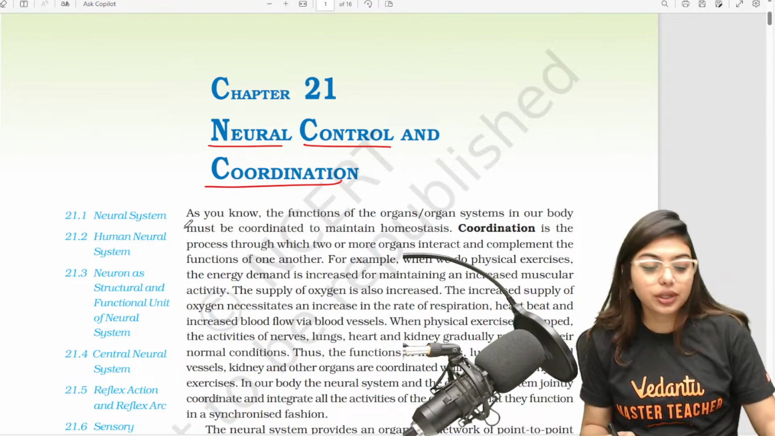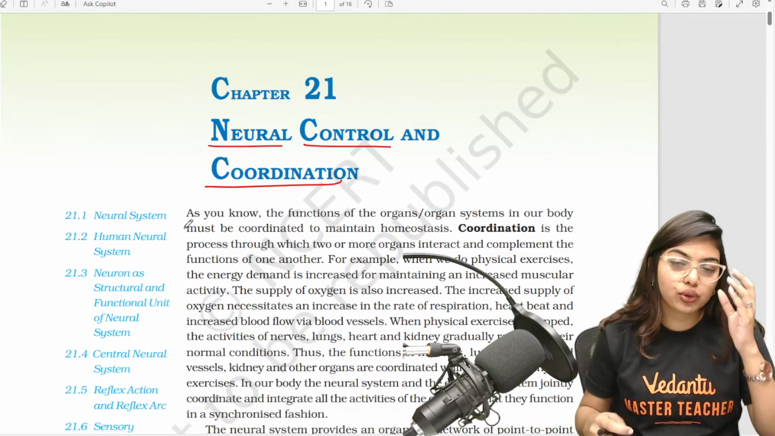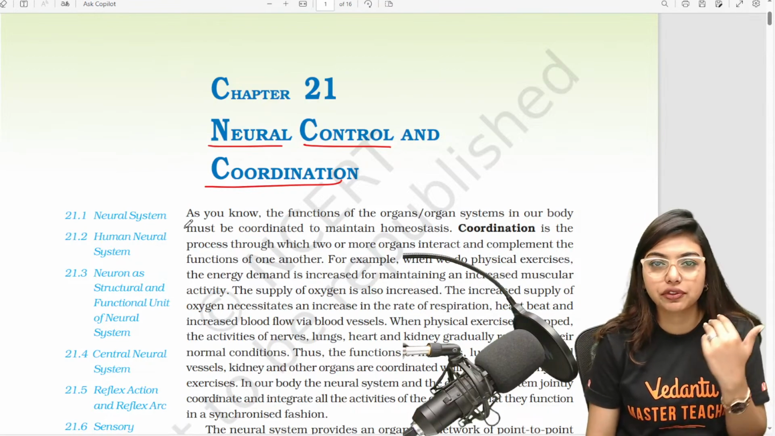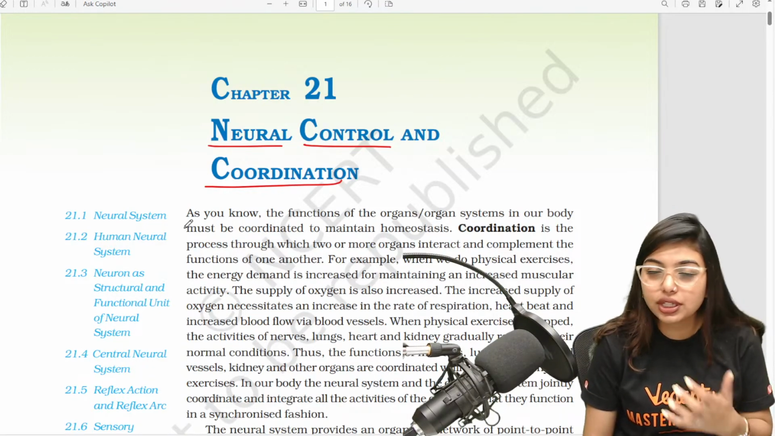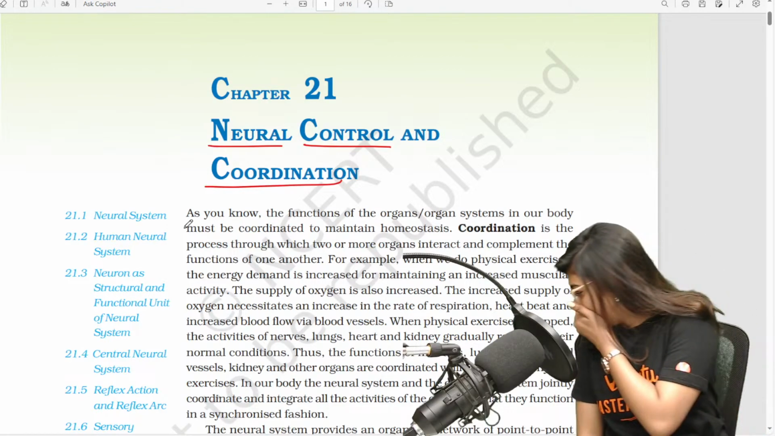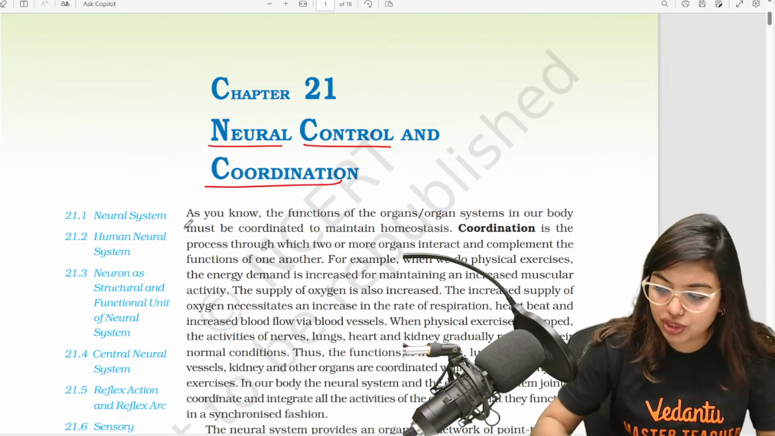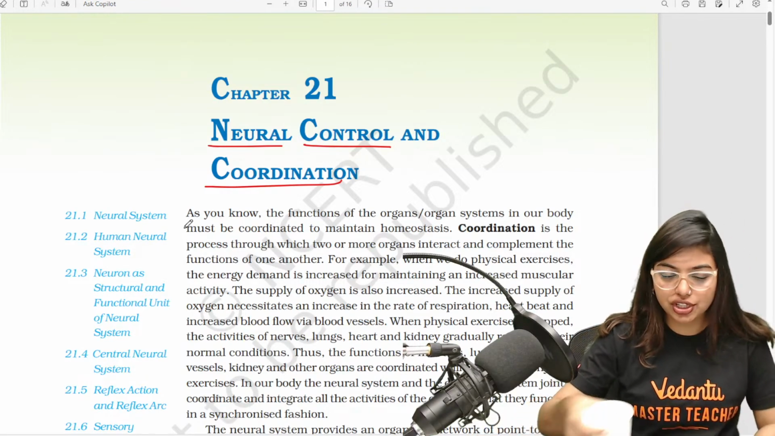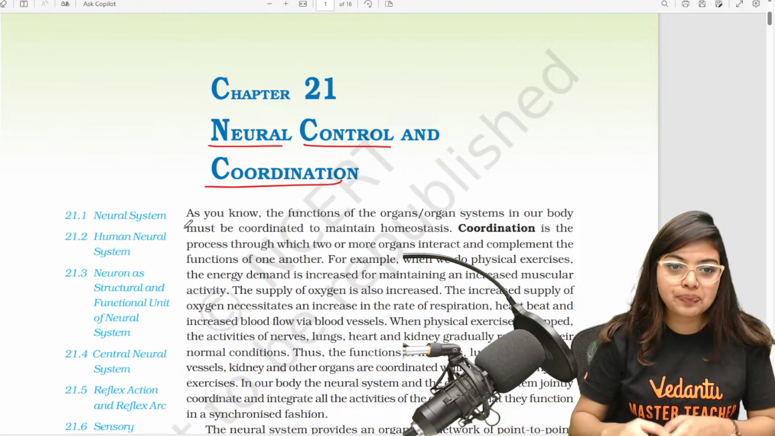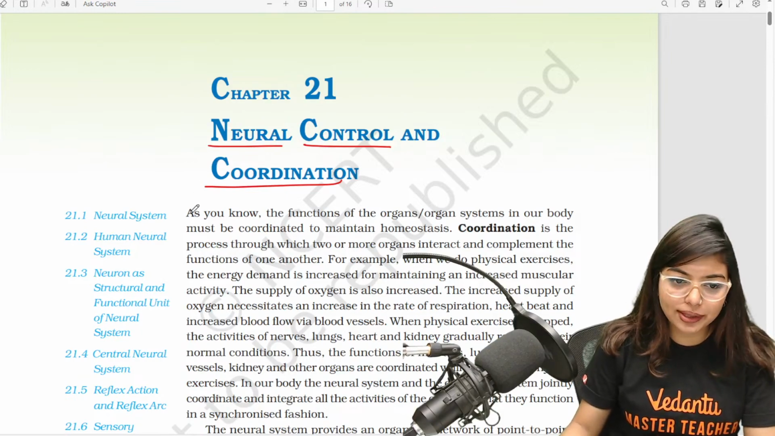Perfect. So today we are going to do neural control and coordination. As all of you know, we have been doing human physiology, and we have finished breathing, excretion, and locomotion. Locomotion also has one small portion left, and that I'll be finishing soon. So today we are going to do chapter 21, that is neural control and coordination.